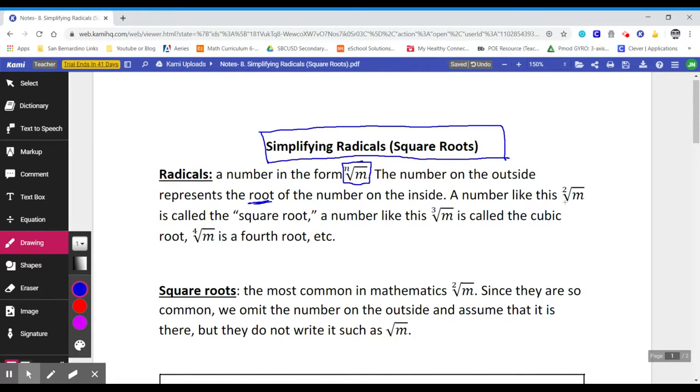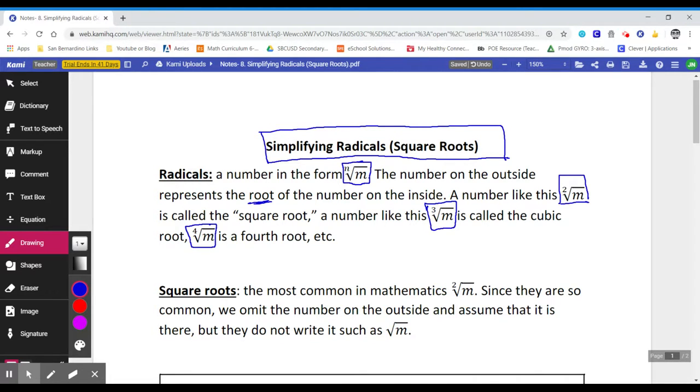A number like this, which is 2 root m, is called the square root because there is a number 2 on the outside. A number with a 3 on the outside would be called the cubic root because there's a number 3 on the outside. And then a little 4 on the outside would be called the fourth root, etc. You can have a fifth root, sixth root, seventh root, eighth root, all the way to infinity.